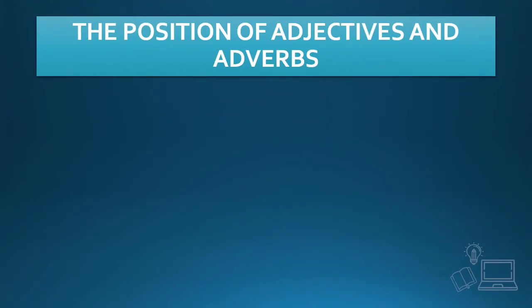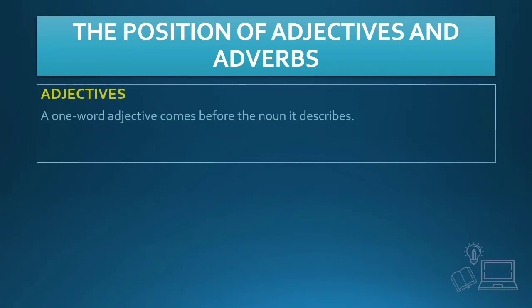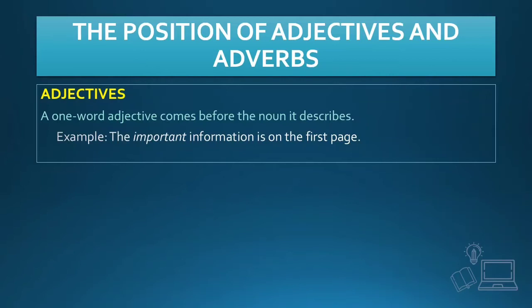The next part is the position of adjectives and adverbs. A one-word adjective comes before the noun it describes. Adjective terletak sebelum noun yang dijelaskan. For example, the important information is on the first page. Dalam kalimat ini, the adjective important terletak sebelum noun information, the important information.